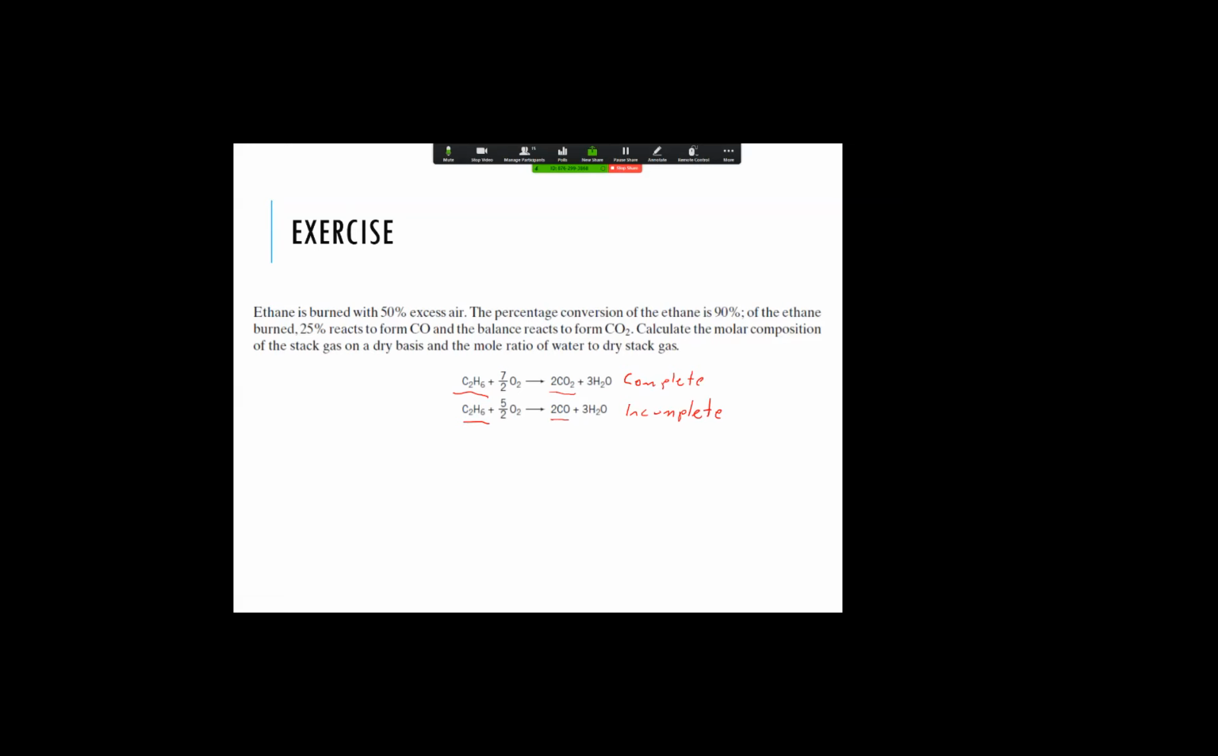You have two carbons on the reactants and two carbons on the products, 6 hydrogens and 6 hydrogens in water, and then the oxygen: you have 3.5, or 7 halves, of O2. That is for the complete reaction. For the incomplete reaction, it's the same amount of water, 3 molecules of water for each one of ethane, but in this case you need 2.5 of oxygen. Okay, so the reactions are balanced already, right?